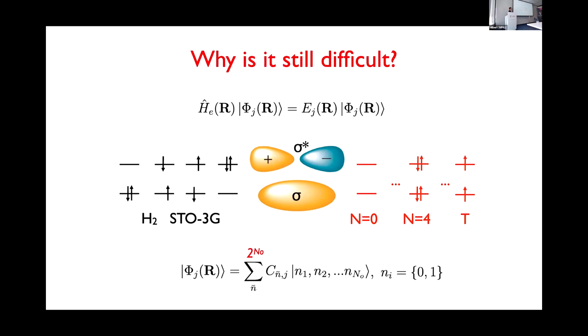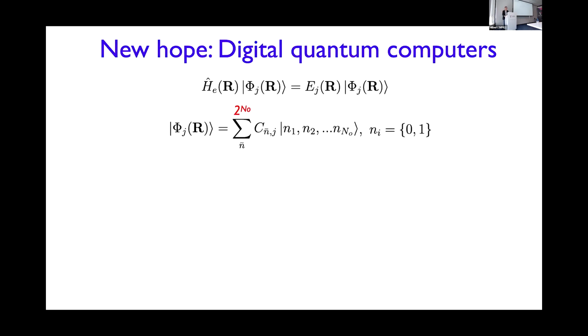That makes our wave function exponentially big. If we encode our full wave function as a linear combination of these products, where each n is just 0 or 1, whether the spin orbital is occupied or vacant, then you have 2 to the n such products. That's why the problem is difficult and challenging. And that's why essentially we hope to use quantum computers to address this challenge. And how do we use quantum computers here?